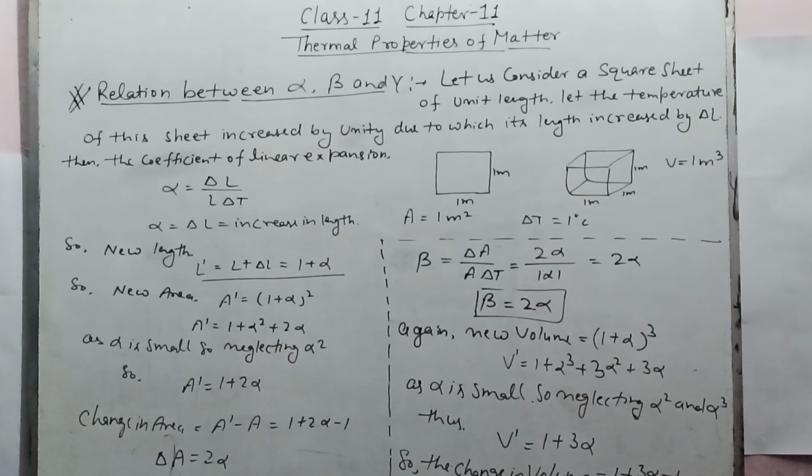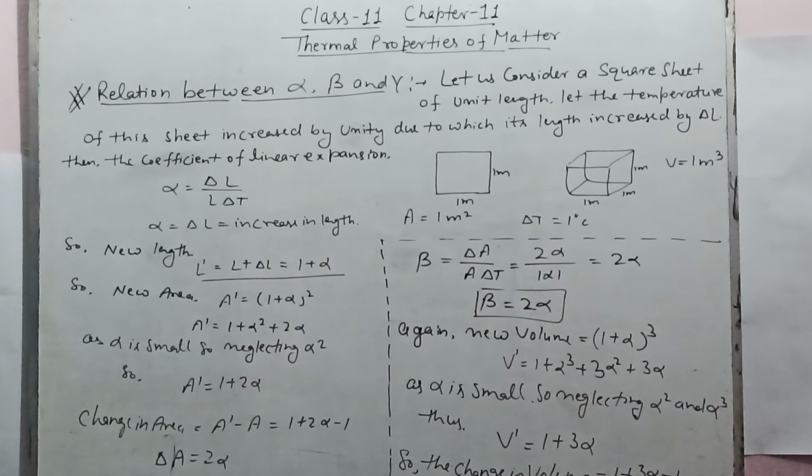Hello students, in this video we discuss the relation between alpha, beta and gamma. Students, alpha, beta and gamma हम अपनी previous video में discuss कर चुके हैं. What is alpha? Alpha is the coefficient of linear expansion, beta is the coefficient of superficial expansion, and gamma is the coefficient of cubical expansion.